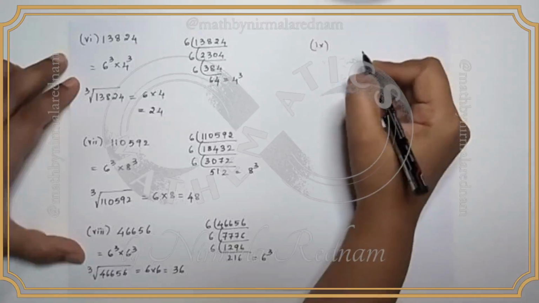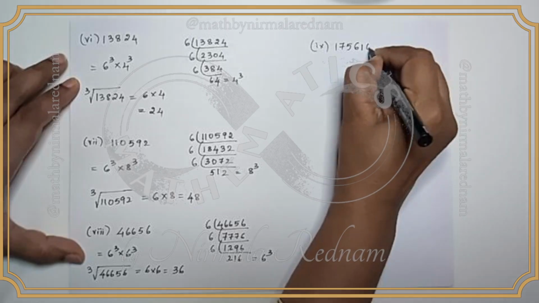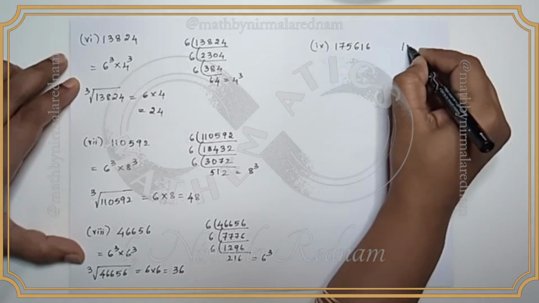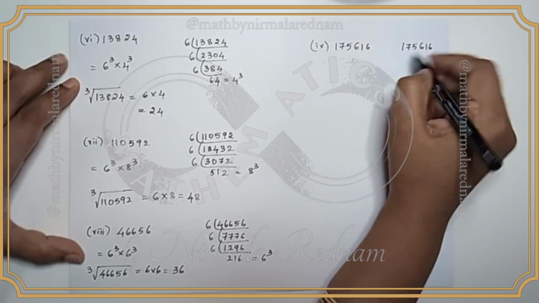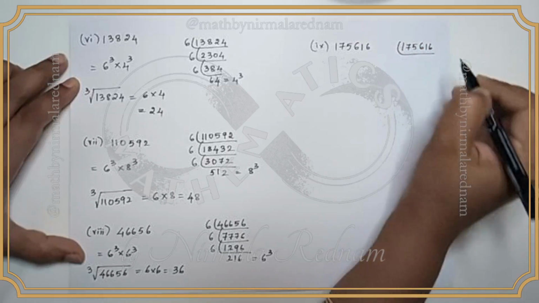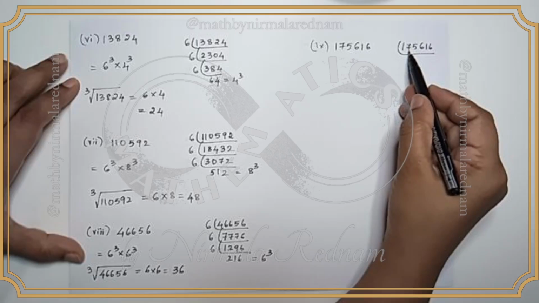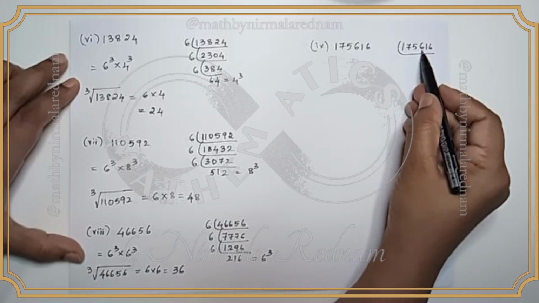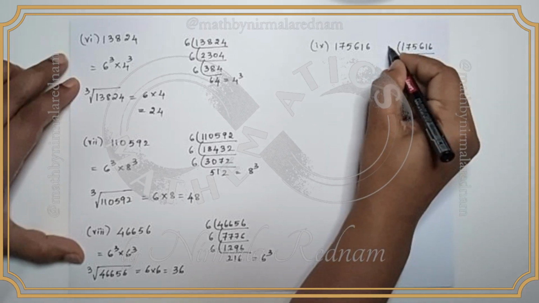Next I have 175616. Now here 2 is clearly going to work, but first let's get the bigger factors if there's anything else. You don't have a 3 here. Let's check 7. 7 twos 14, 7 fives 0, and then I have 56 and one more 56. So 7 is going to work.